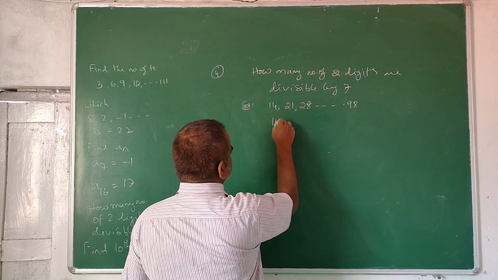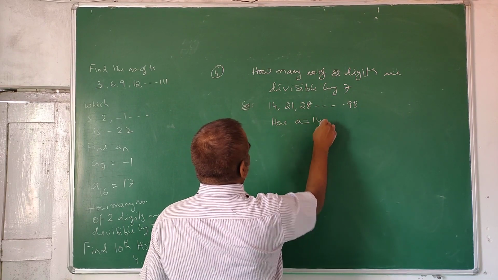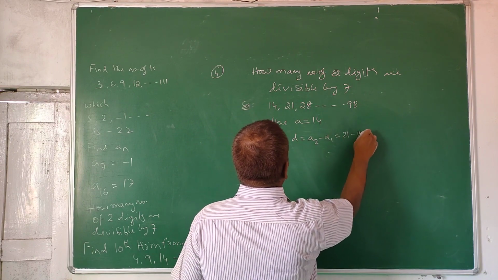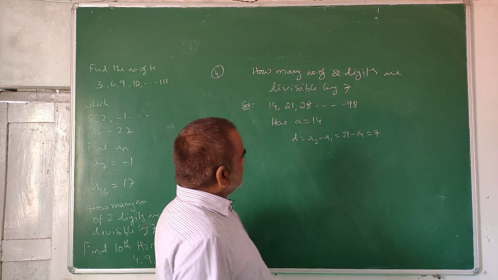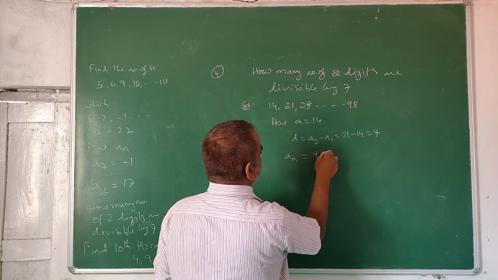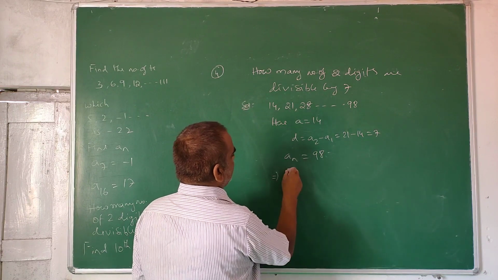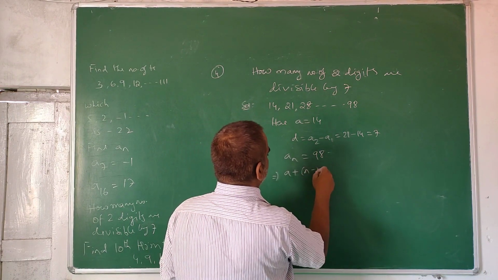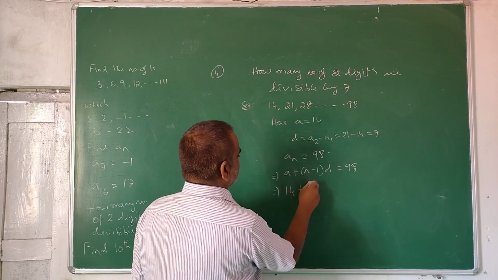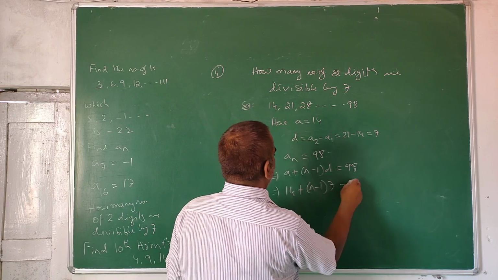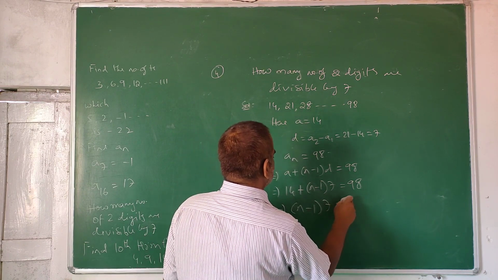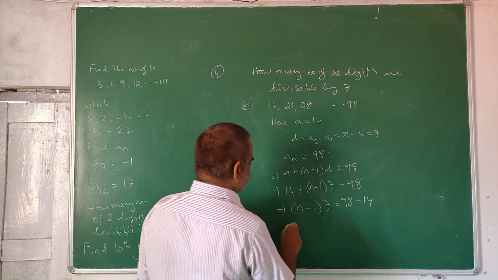So here a is equal to 14 and d is equal to a2 minus a1, equal to 21 minus 14, which is 7. So how many such numbers are there is being asked. So consider an is equal to 98. So an means a plus n minus 1 into d equal to 98. So what is a? 14 plus n minus 1 into 7 is equal to 98, so n minus 1 into 7 is equal to 98 minus 14.